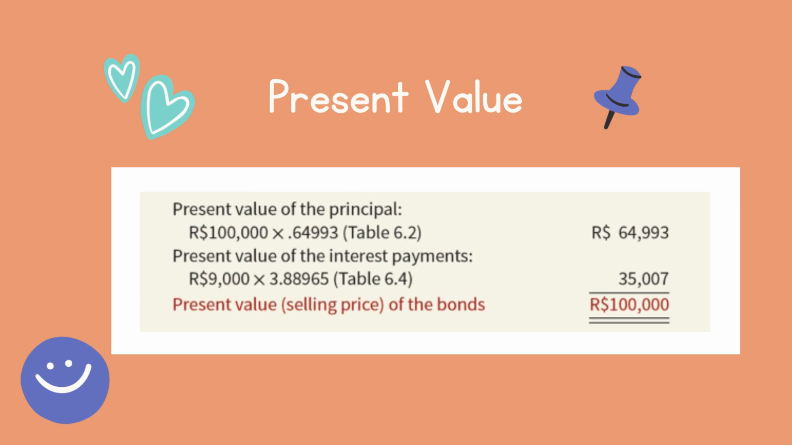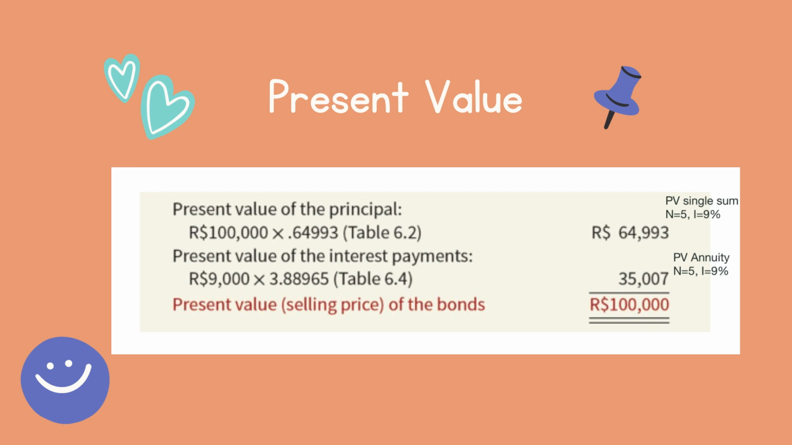So present value, okay? First, I need to calculate the present value for the face value, which is the 100,000. So I'm going to go to the table, which is 6.2, called present value of a single sum. يعني when the amount will be paid only once in the future, we go to the present value of a single sum. بيكون عليه مكتوب only $1. Okay? لأنه ليه؟ لأنه I'm going to pay it only once in the future. Single sum مرة واحدة. So I'll go to n equals 5, i equals the market rate.